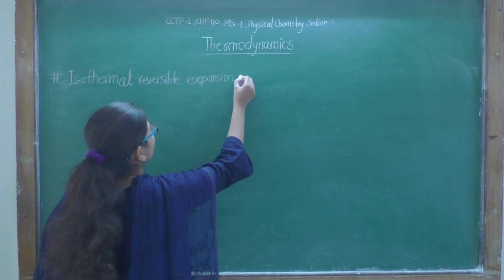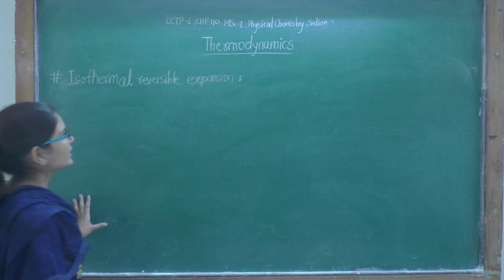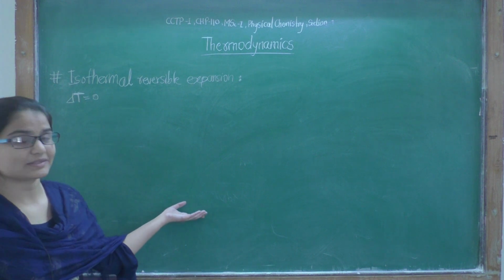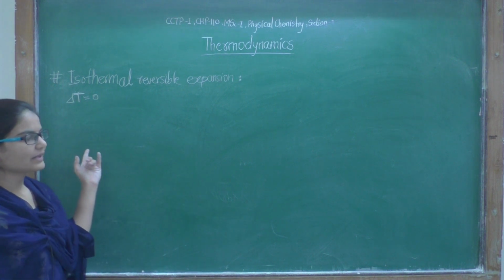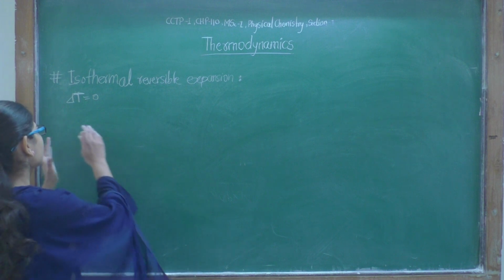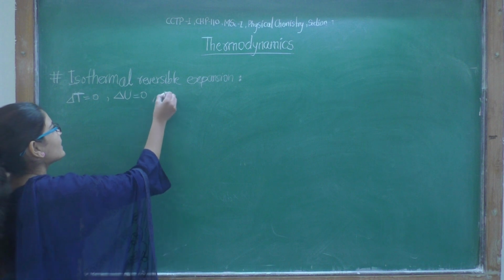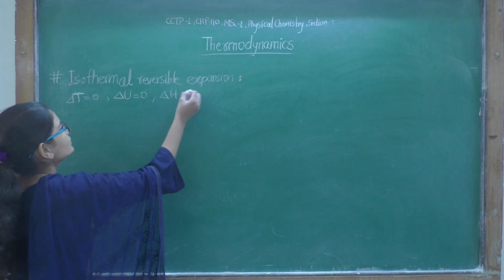Isothermal reversible expansion of an ideal gas. That means delta T is equal to 0. We have seen just now that internal energy depends on temperature. So if delta T is 0, then the change in internal energy will also be 0, and the change in enthalpy, total energy, will also be 0.